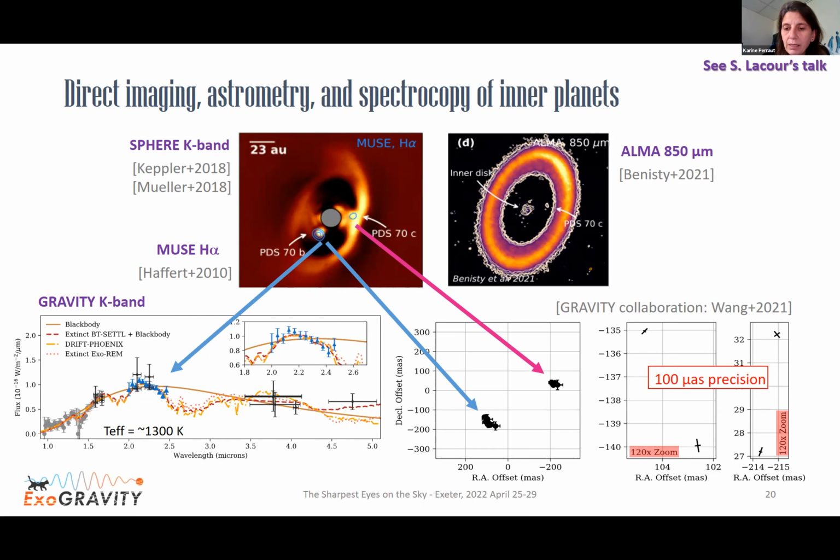And since the positions of the planets are known, this object has been observed with GRAVITY within the ExoGRAVITY program. And the orbits of these two objects have been accurately determined with GRAVITY. And a first K-band spectrum at a resolution of a few hundreds has been obtained, and there will be a talk later in the week on these beautiful results.